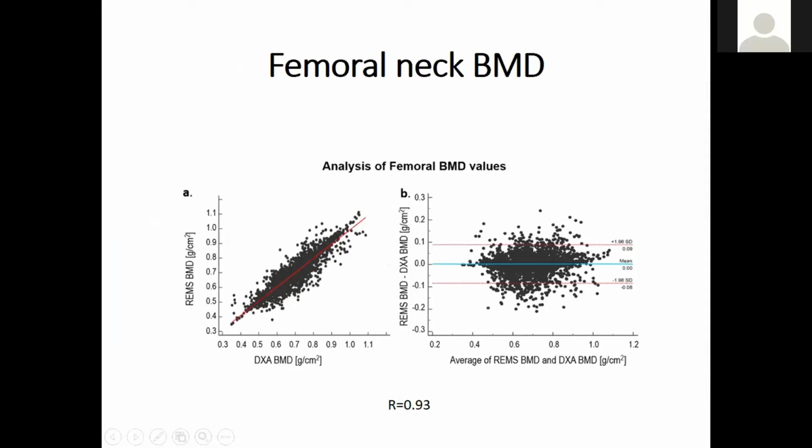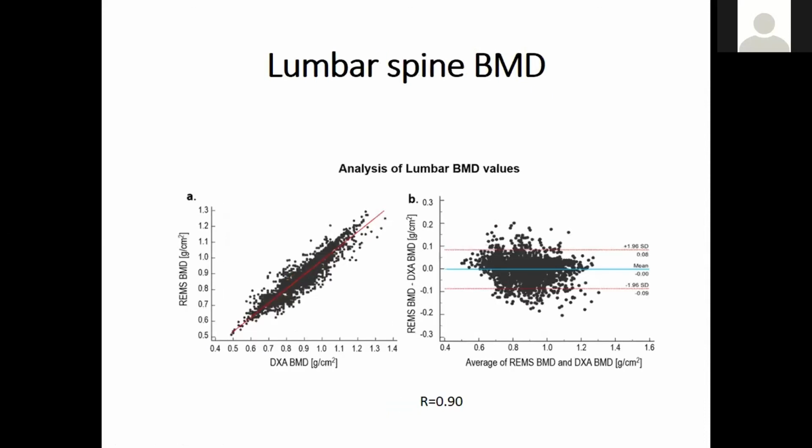Turning to the right, this is the Bland-Altman plot that gives you a sense of the agreement between DEXA and REMS. What you're looking for is a nice tight cluster around this line. So you can see that we're not seeing random scatter. We're seeing a nice cluster around that line, suggesting that the two are performing in a very similar way. This is at the hip, and the scan at the spine is very similar.